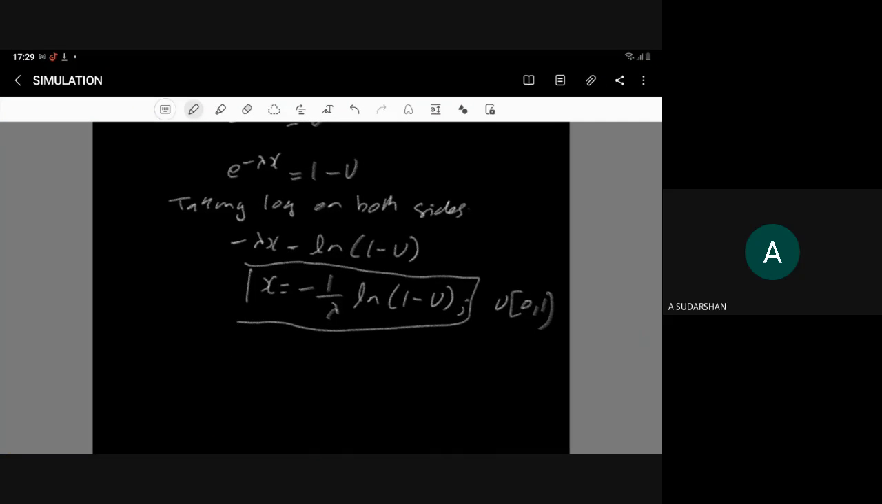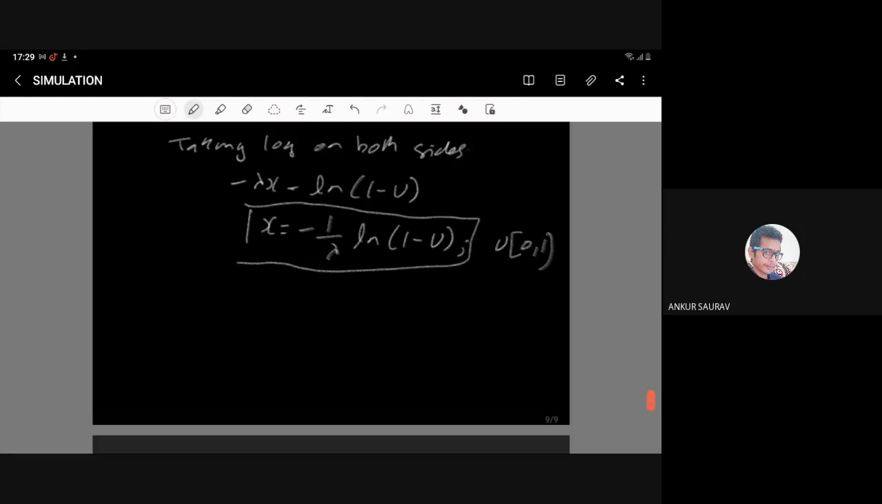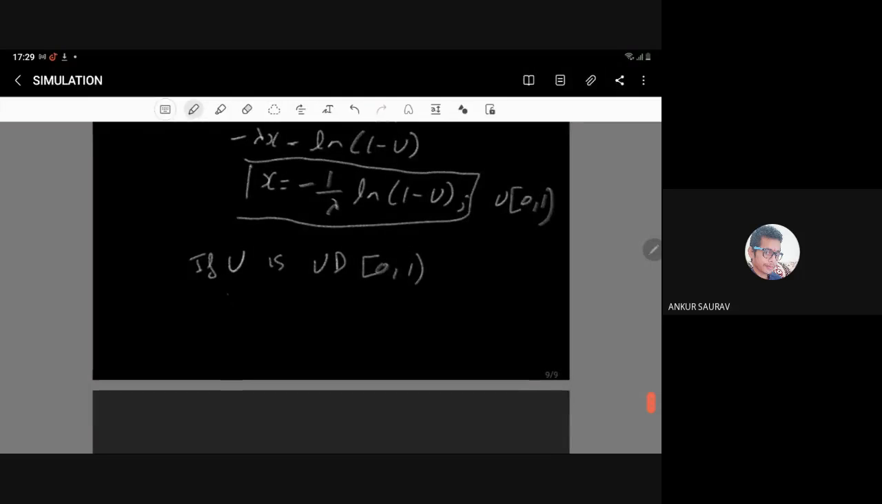So x is equal, now it's clear now? Yes, sir. So x is equal to minus 1 upon lambda ln of 1 minus u. This is the scheme. So if u is uniformly distributed between 0 and 1, then what is the status of 1 minus u?